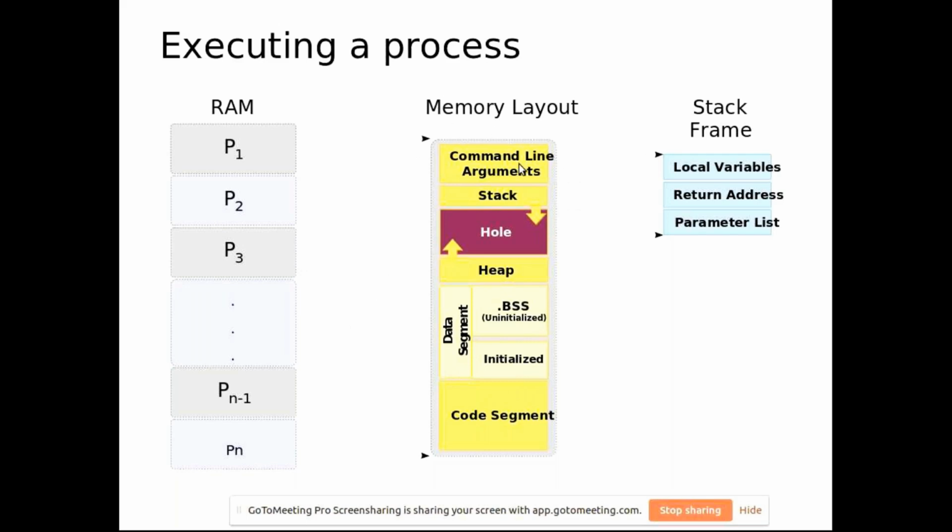And here we have the stack. It is the local stack that is local to your function. We have a hierarchy of stack while loading this process, and it will go downward. And here we have the command line arguments, which will reside in this region. So this is a stack frame. Here we have the local variables, return address, and parameter list.